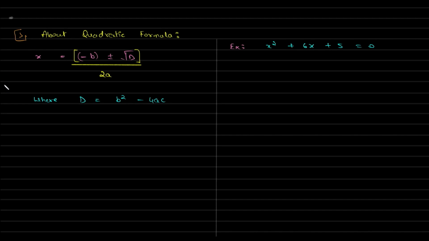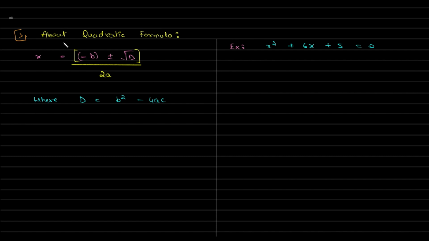Here we'll discuss the quadratic formula. So the formula goes like this: x being equal to minus b plus or minus square root of d divided by 2a, where d itself is b squared minus 4ac. So what is this a, b, c, d and all of this?